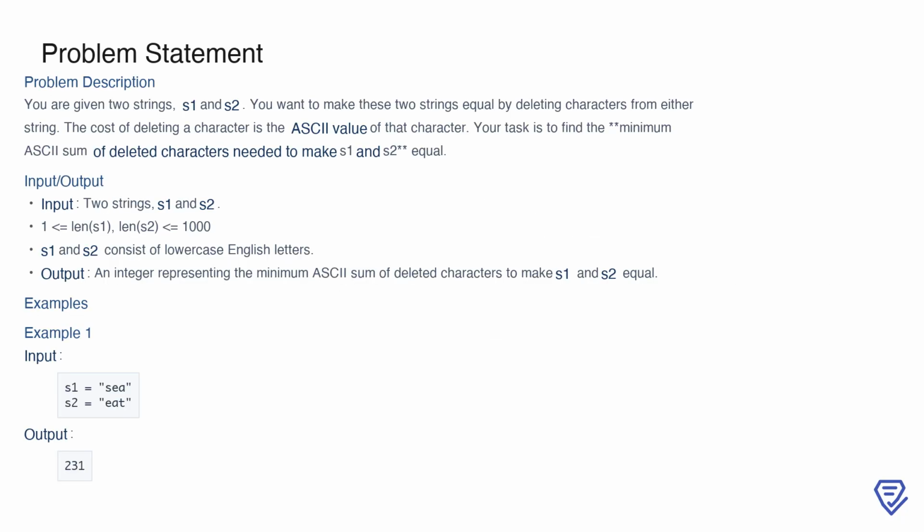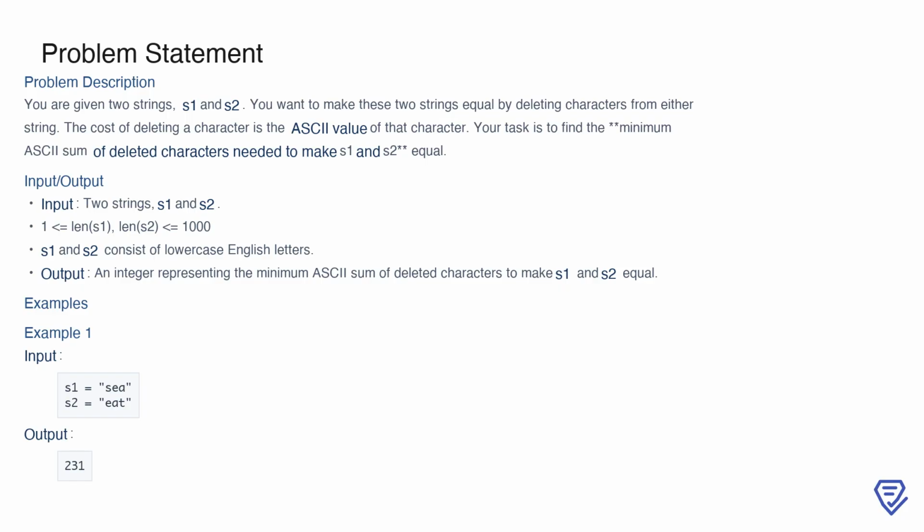In this problem, we are tasked with making two given strings, S1 and S2, equal by deleting characters from either string. The cost of deleting a character is equal to its ASCII value. Our goal is to find the minimum total ASCII value of the characters that need to be deleted to make the two strings identical. For example, if S1 is "sea" and S2 is "eat", the cost of deletion is calculated based on the ASCII values of the removed characters.